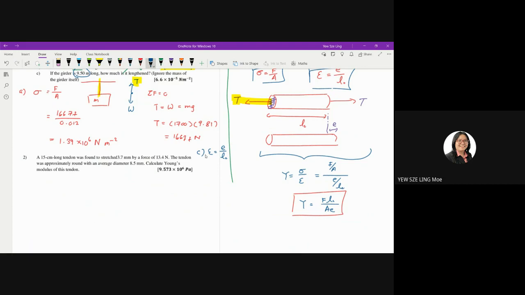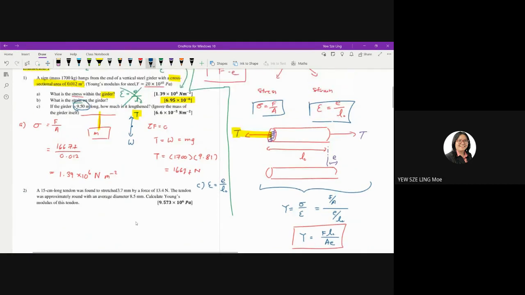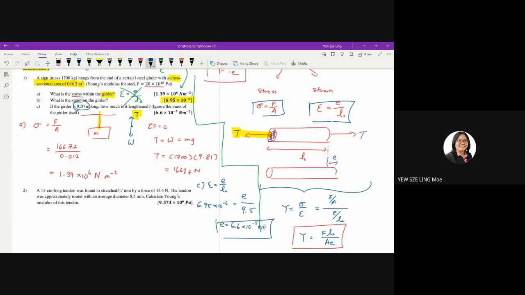So you have epsilon, which is 6.95 times 10 to the power of negative 6. I'm going to draw a line here. So it is equal to elongation divided by the original length, which is 9.5. Rearrange the equation, elongation is equal to 6.6 times 10 to the power of negative 5 meter. All right, meter. So that is the final answer for question C.